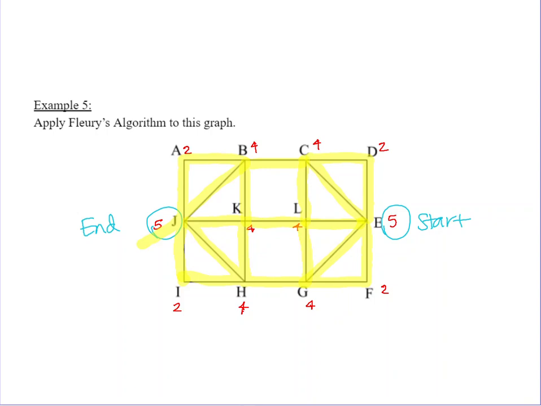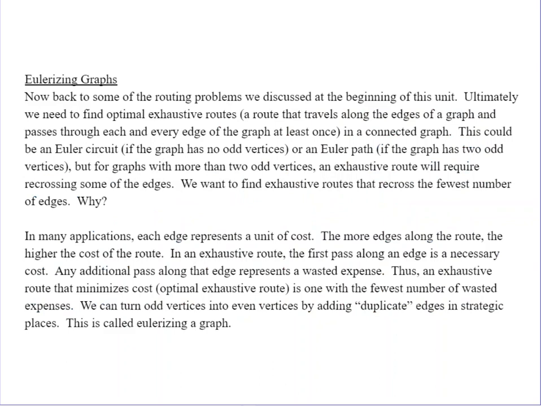Let's look at one more concept. We want to look at Eulerizing a graph. In the previous video, we mentioned some applications, like delivering the mail, delivering pizzas, things that use graphs and can be rewritten as graphs. Ultimately, the goal is to find optimal exhaustive routes. This is a route that travels along the edge of a graph and passes through every edge at least once.